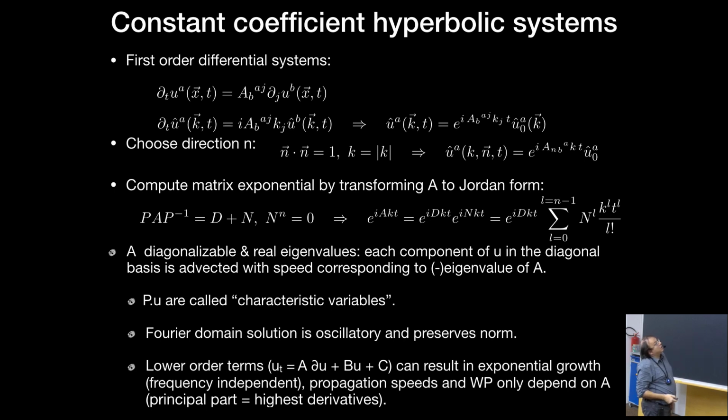We can do the same analysis, and we can split the matrix A into a diagonalizable and a nilpotent part, and we can write our matrix exponential like this. And so we see that if A is diagonalizable, so it's only the D, and the eigenvalues are real, then each component of the solution U in the diagonal basis is advected just with the speed which corresponds to the eigenvalues. And we can define something called characteristic variables, which is P times u.